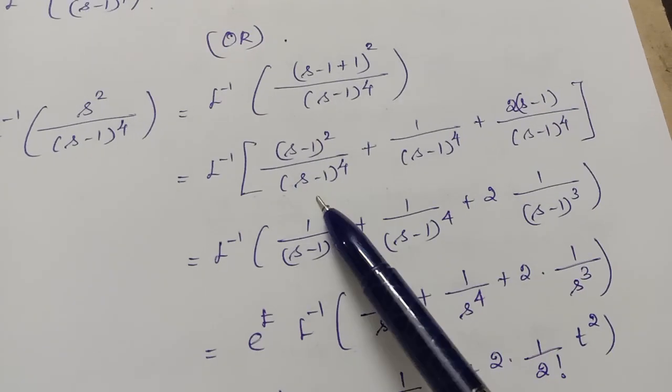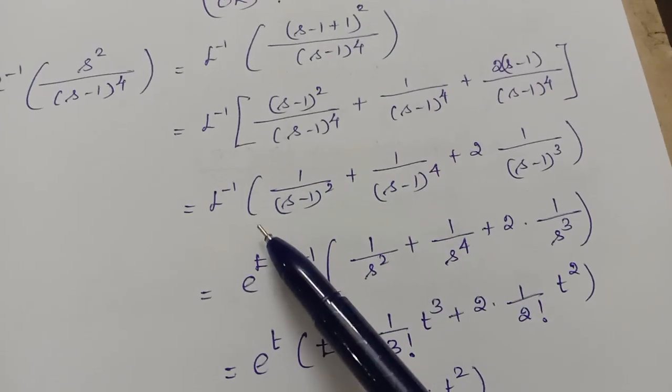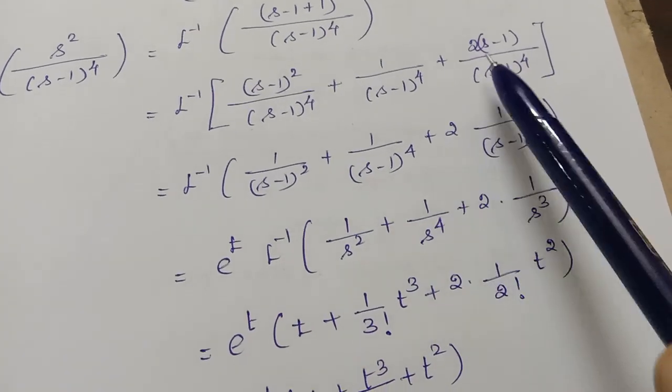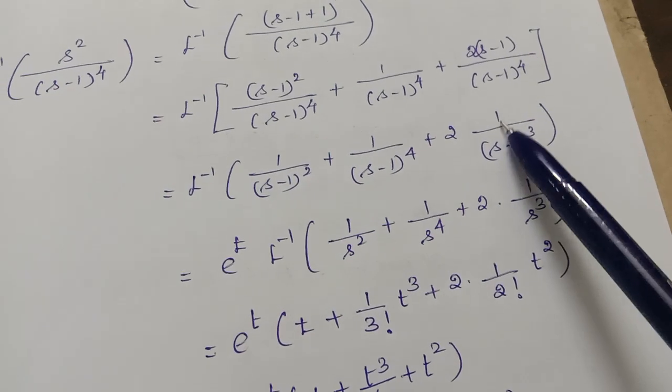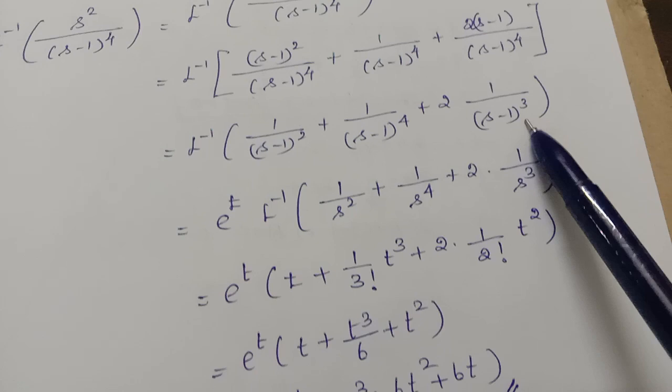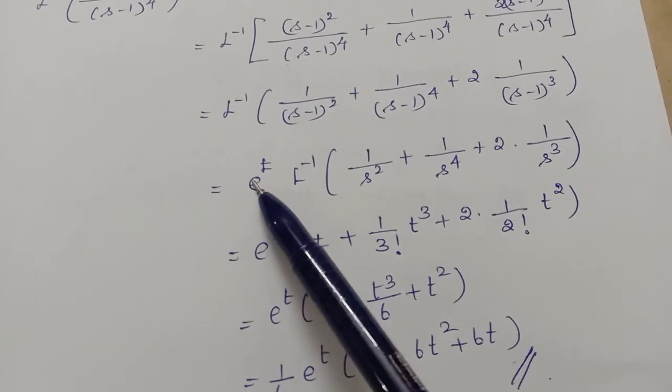Now here I can cancel the square term. So it will be 1 by (s minus 1) the whole square plus 1 by (s minus 1) the whole power 4 plus 2 into, here I can cancel one term, so 1 by (s minus 1) the whole cube. So throughout you are having s minus 1, no? So that can be removed by putting e power t in the front.